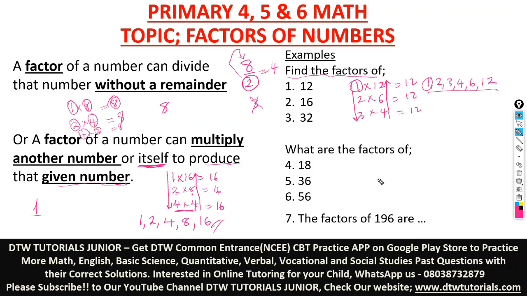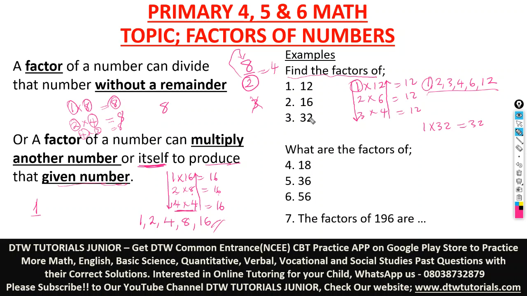Let's look at 32 quickly. Let's come down here and do 32. So what are the factors of 32? The first thing will be 1 times 32, which gives us 32. On our 2 times table, 2 can go into 32 without a remainder.